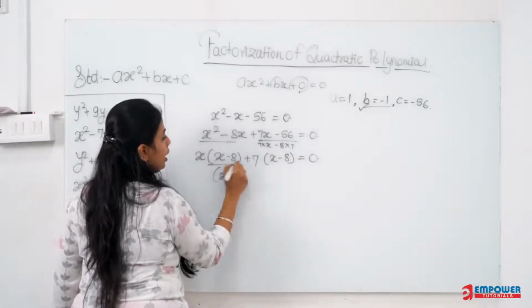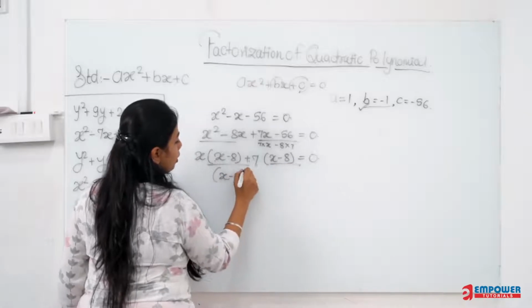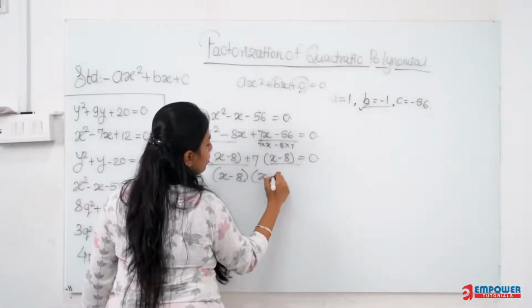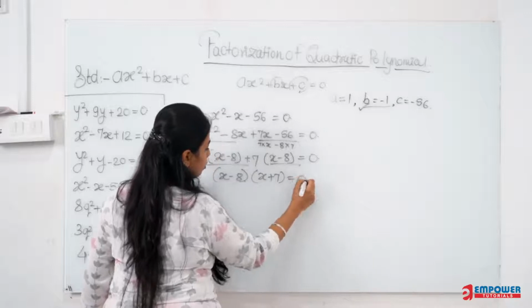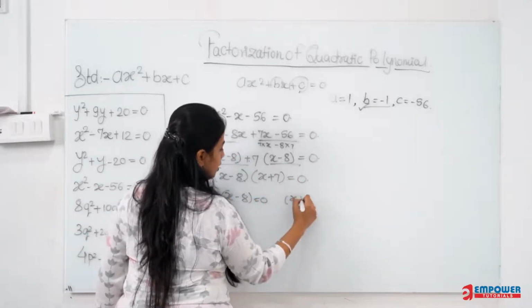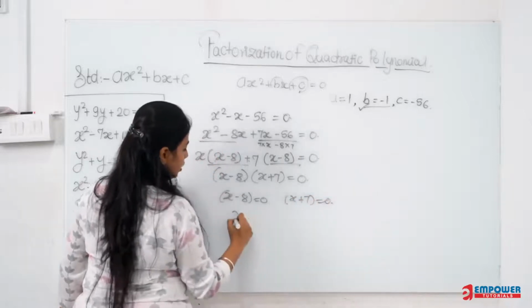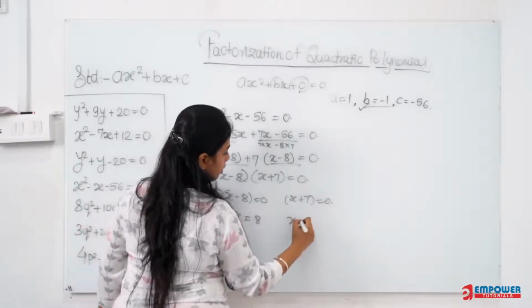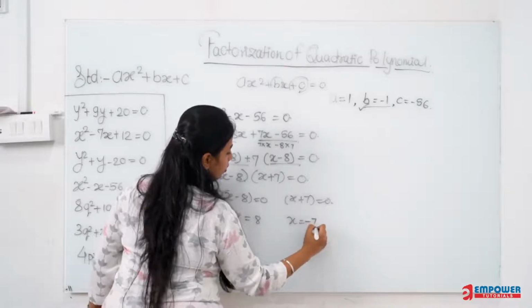So this x minus 8 I will take common, and in another bracket I will have x plus 7 equal to 0. So this is x minus 8 is equal to 0, and this is x plus 7 is equal to 0. So this is x is equal to 8 and this is x is equal to minus 7.